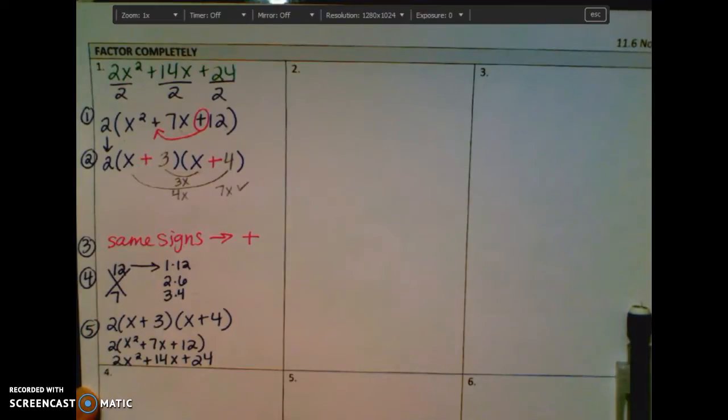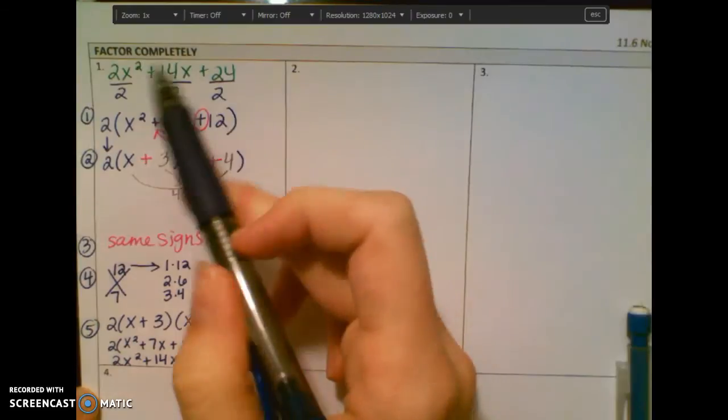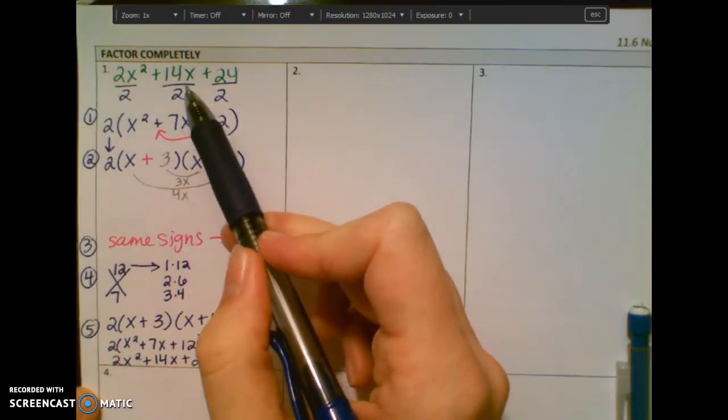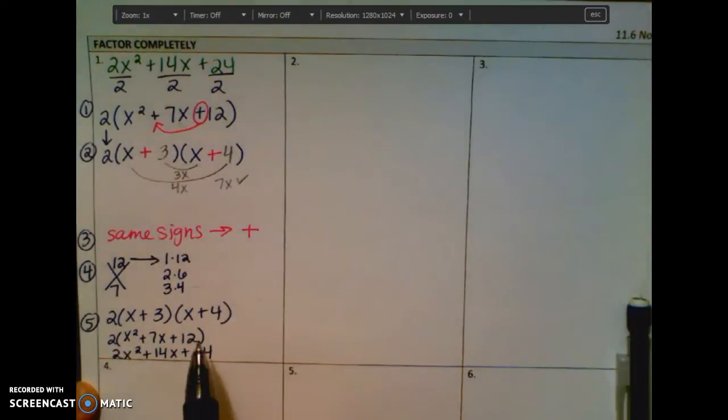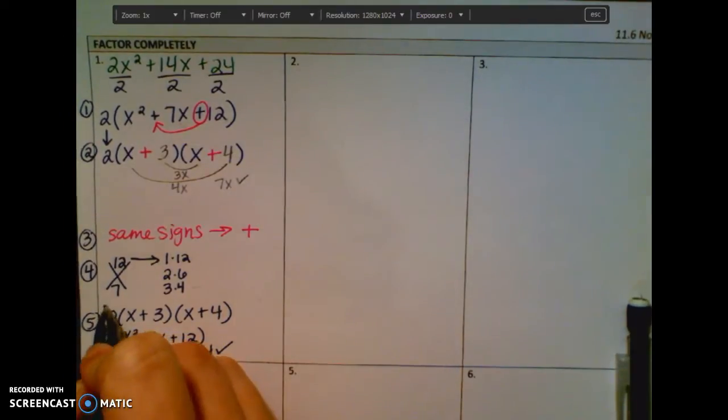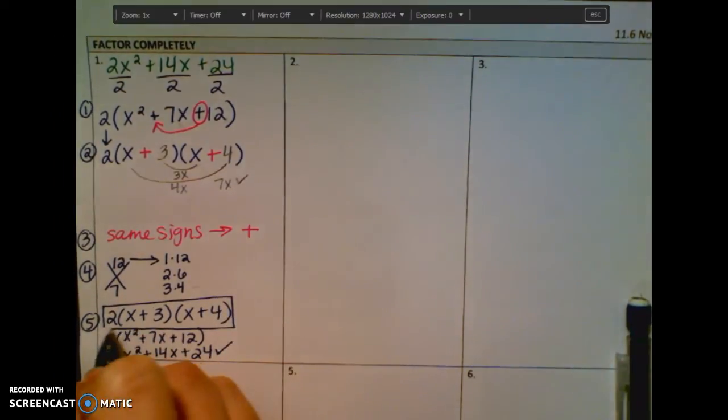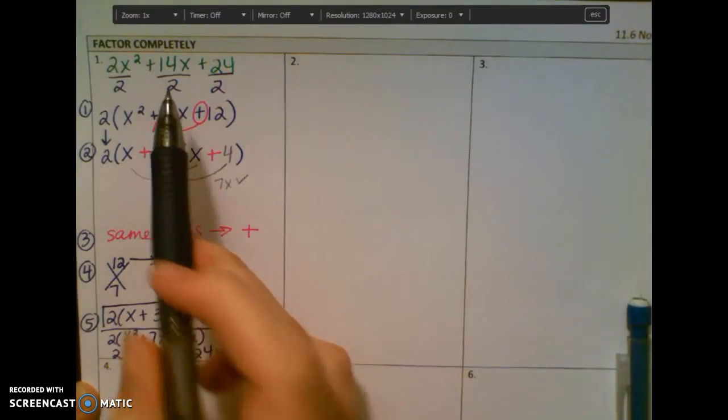Is that what we started with? Yes, it is. We started with 2x squared plus 14x plus 24. So if I can multiply it back out and get the same answer, then I know that my factors are correct. So this is how we factor that trinomial.